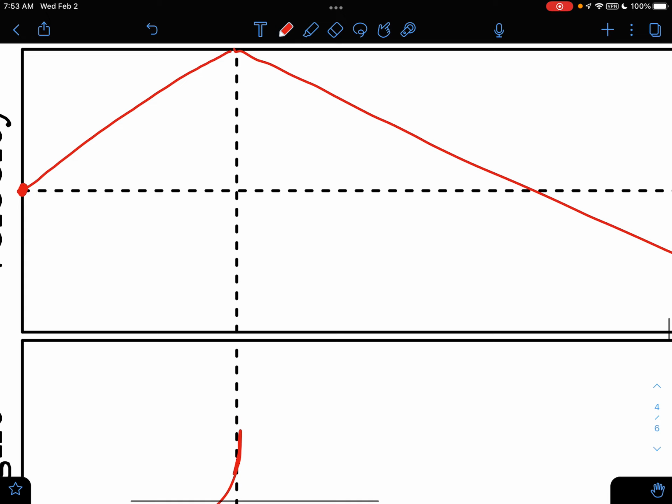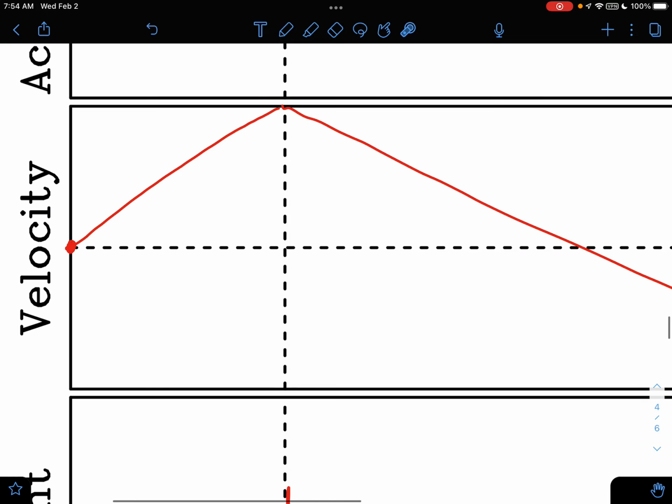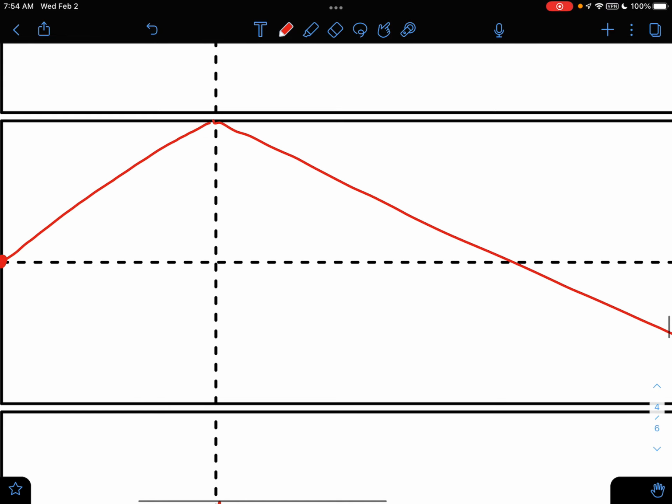And then our slope is still positive, right? Our velocity is still positive for a while. I mean, the slope of our velocity is negative now, but the actual value of our velocity is still positive until we hit 0, right? But now it's going to be getting less and less positive, right?